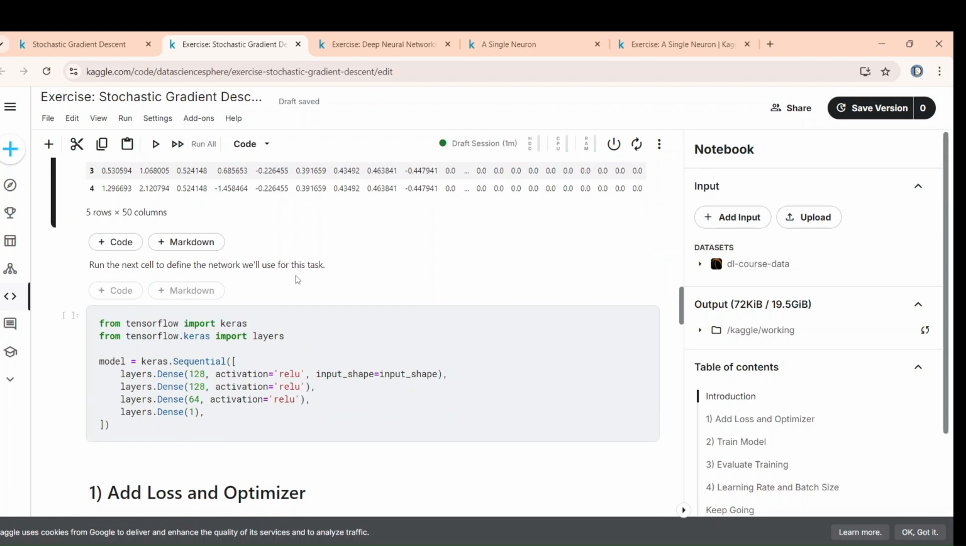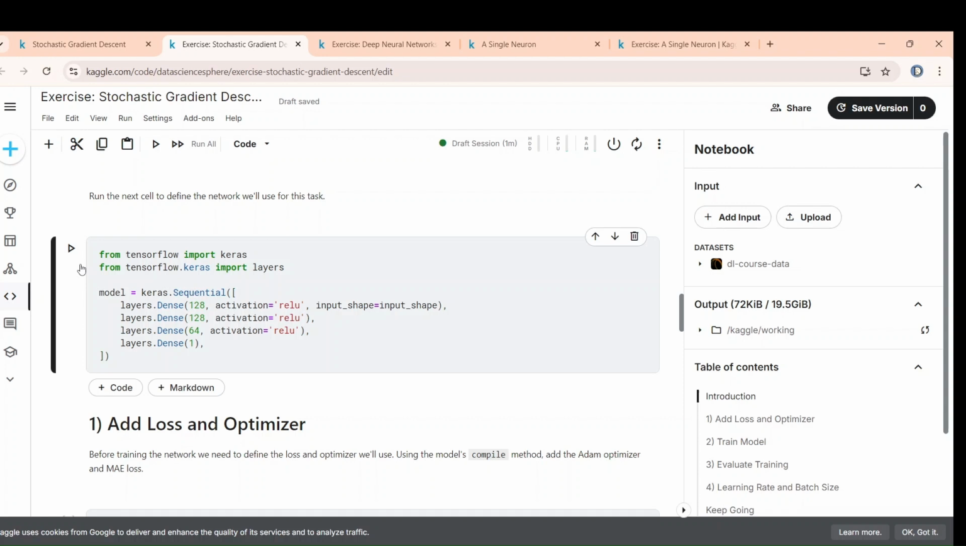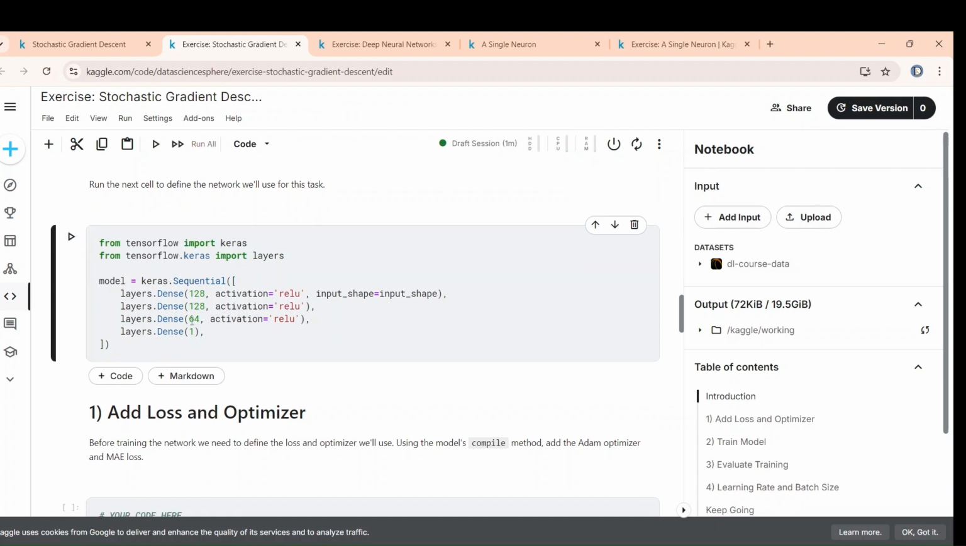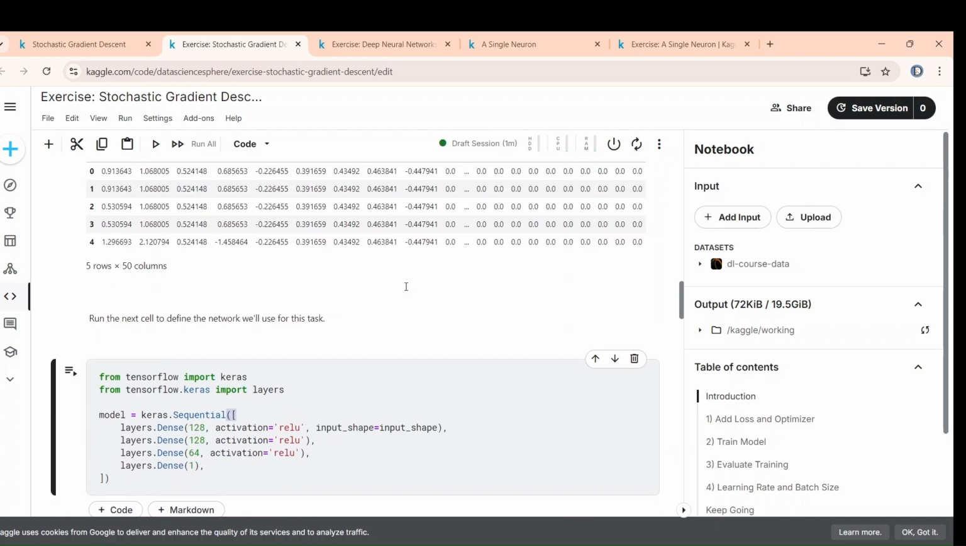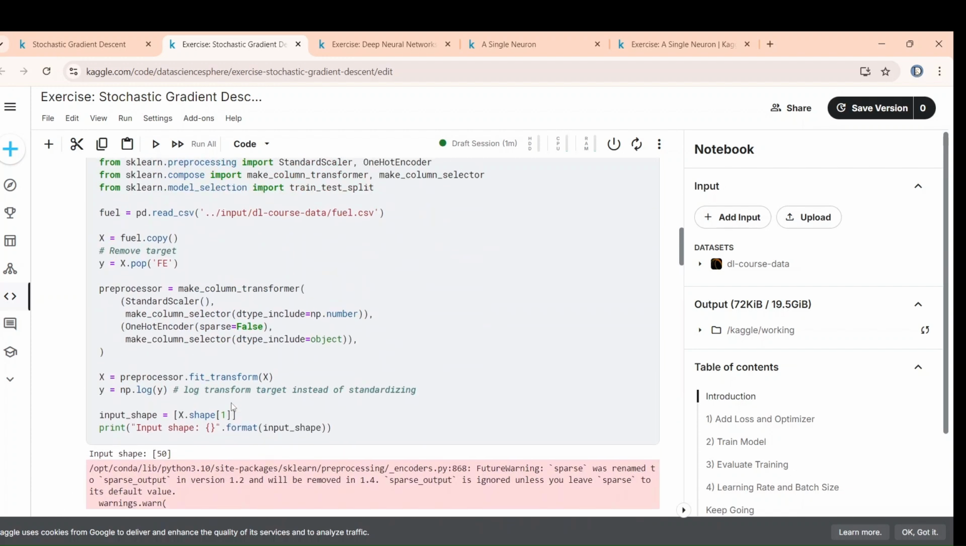Next is a cell to define the network we will use for this task. TensorFlow and Keras are imported, along with layers, so that you can create the model with keras.Sequential. Layers.Dense 128 means you are taking 128 nodes. The activation function is ReLU, and the input shape is whatever input is provided. They have already given the inputs.